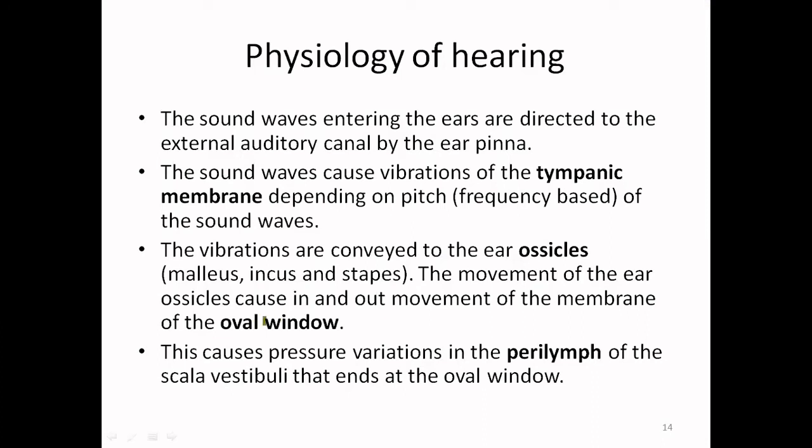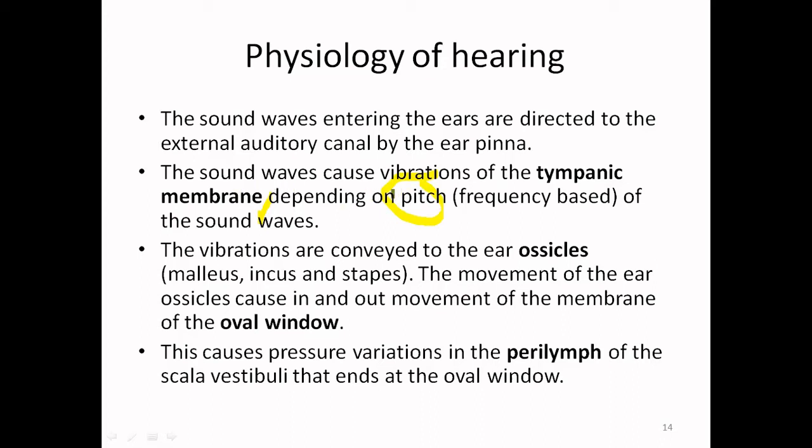Now, with this background of the structure of the ear, let us get started on how exactly the mechanism of hearing takes place. As we have seen in the previous picture, the sound wave enters the ear pinna. From the ear pinna, it is conveyed through the auditory meatus, and it strikes onto the tympanic membrane. The tympanic membrane vibrates, and this vibration depends on the pitch or frequency of the sound wave that is entering the ear.